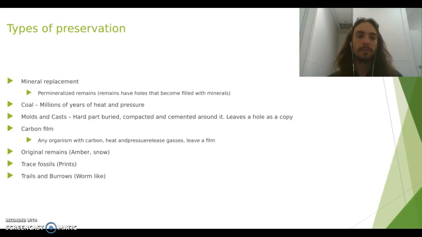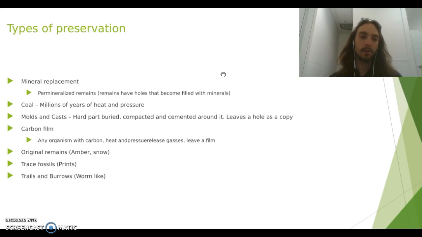So we've got a whole bunch of different types of preservation. We've got, this is fossilization right here. Mineral replacement. So what's going on is the remains of an animal like a dinosaur gets buried underneath some soil. It's got some holes that get filled with air, and then they eventually get filled with minerals, and what you end up with is this rock-like substance. It is a rock, but it is a perfect mold of that fossil. So that's what pre-mineralized remains are.